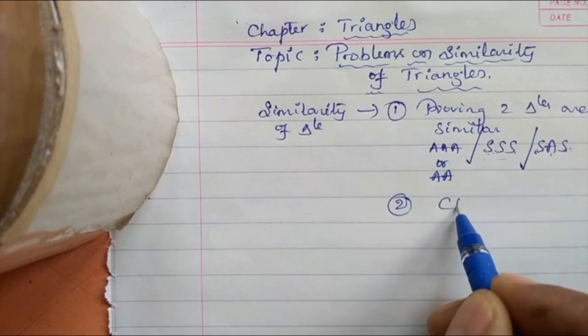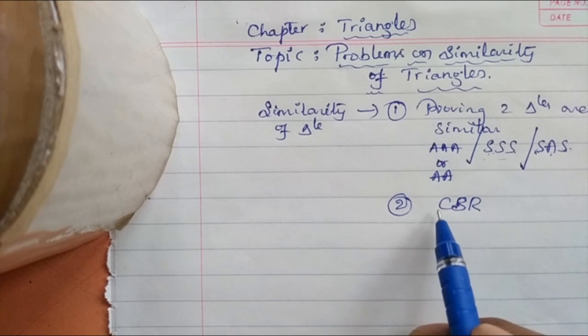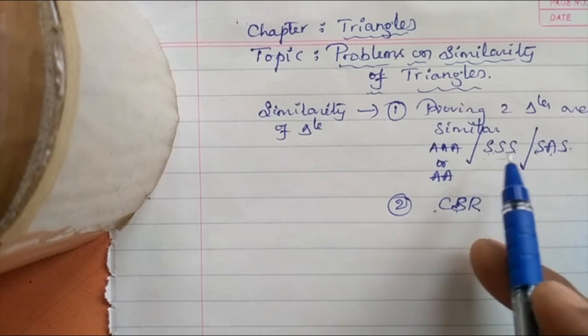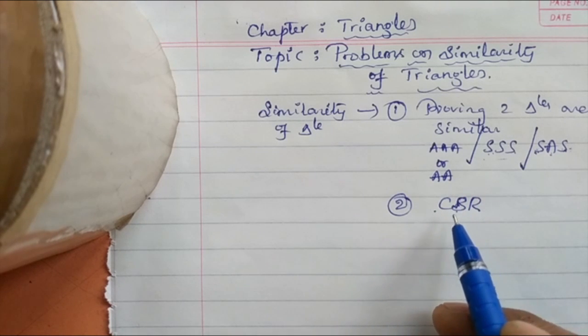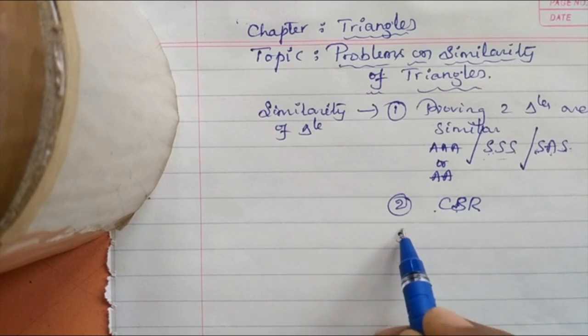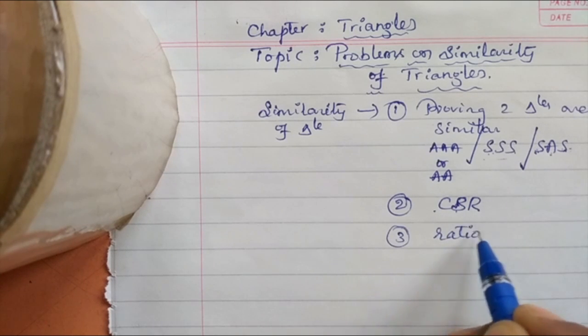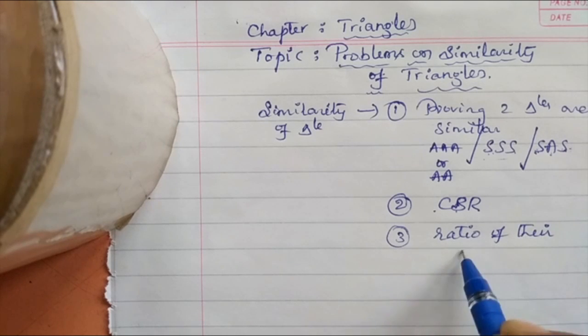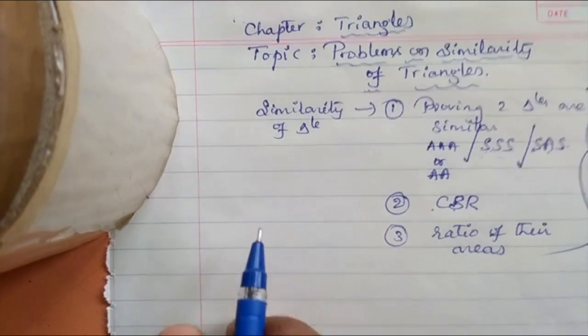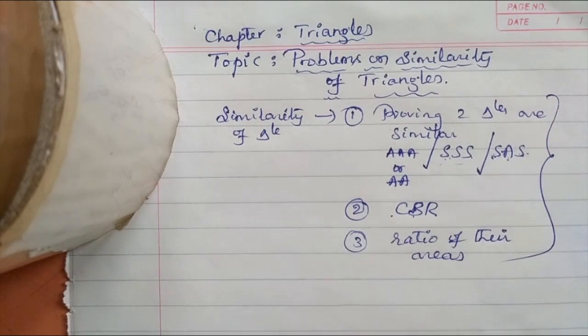Second level, how to write the corresponding sides ratio. The two triangles' sides you take in ratios or proportion. The third one, how to write the ratio of their areas. The two triangles' areas are compared by the ratio of their areas. These three are the very important levels of similarity of triangles. Using these three levels, let us discuss today's class about problems on similarity of triangles.